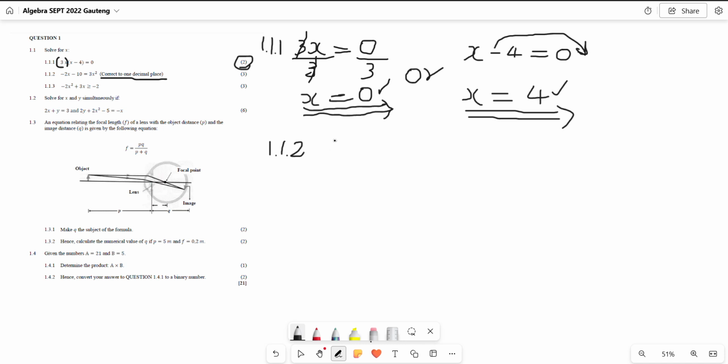ax squared plus bx plus c, equal to 0. In this standard form of a quadratic equation, the term with the square must come first. Now we need to go there and check the term with the square.